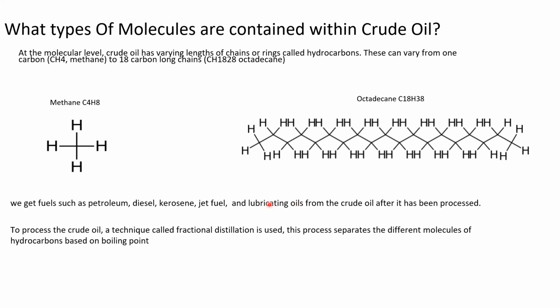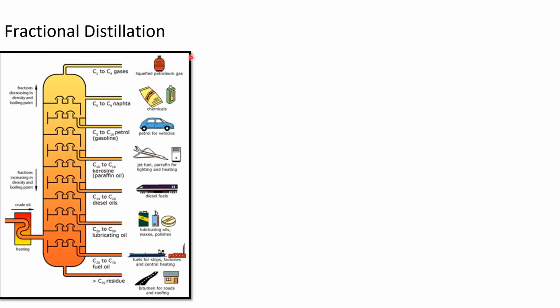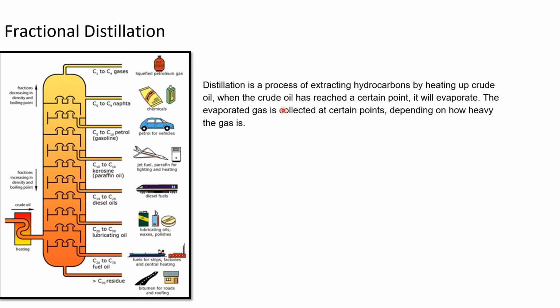To process the crude oil, a technique called fractional distillation is used. This process will separate the varying chain lengths based on their boiling point. So fractional distillation. Distillation is a process of extracting hydrocarbons by heating up crude oil. When the crude oil has reached a certain point, it will evaporate. The evaporated gases are collected at certain points depending on how heavy the gas is.